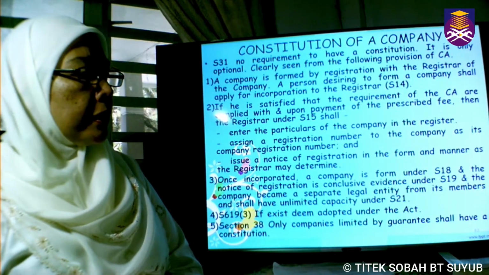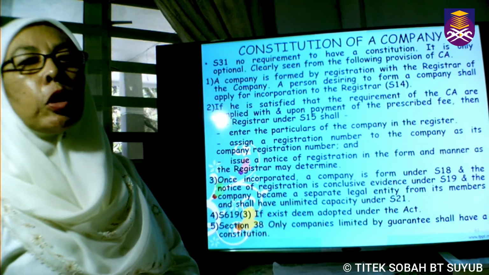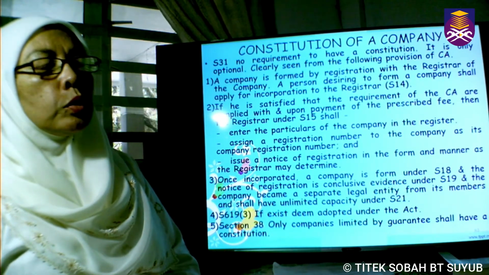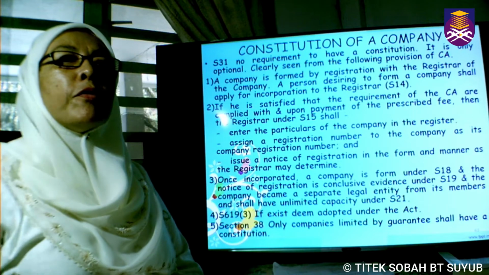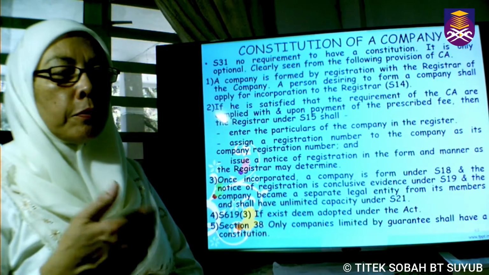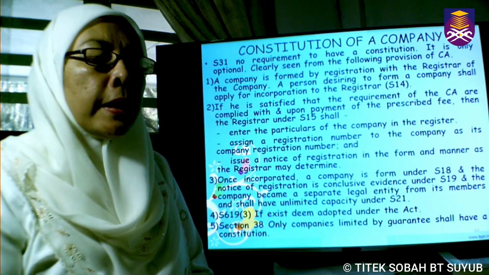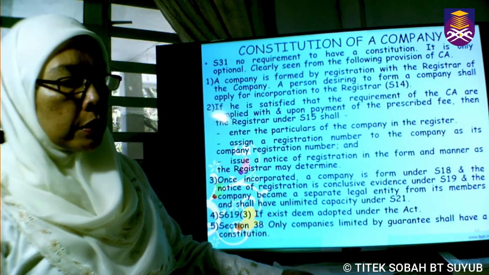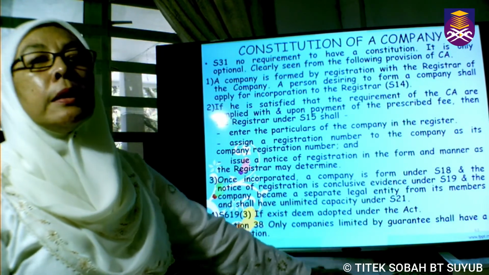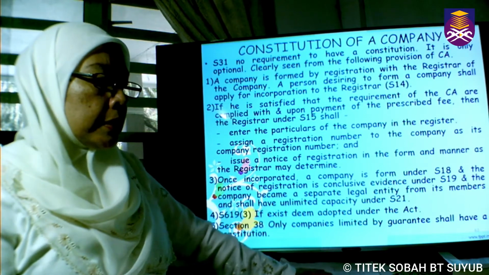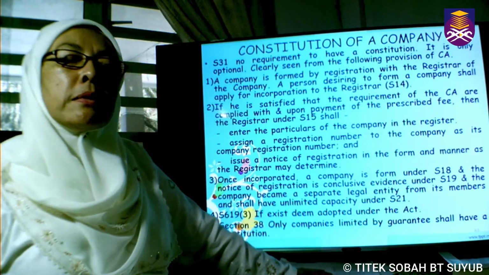This can clearly be seen from the following provisions of the Companies Act. The 2016 Companies Act is very different from the previous Companies Act, which made it compulsory to have a constitution. Under our latest Companies Act 2016, this is not compulsory. And where is the proof to show that this is not necessary?